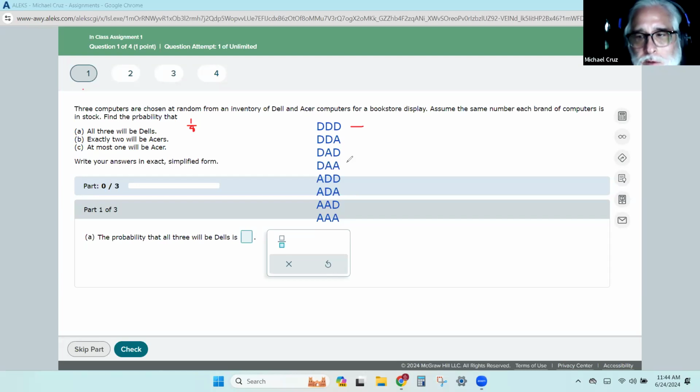Exactly 2 will be Acers. So only 2 of those. 2/8 simplifies to 1/4. Now you've got to get this right in your head. Before, we said at least 2 of something, so that means 2 or more. Okay, at most 1 Acer now. Now we're looking at the opposite. At most 1 Acer.